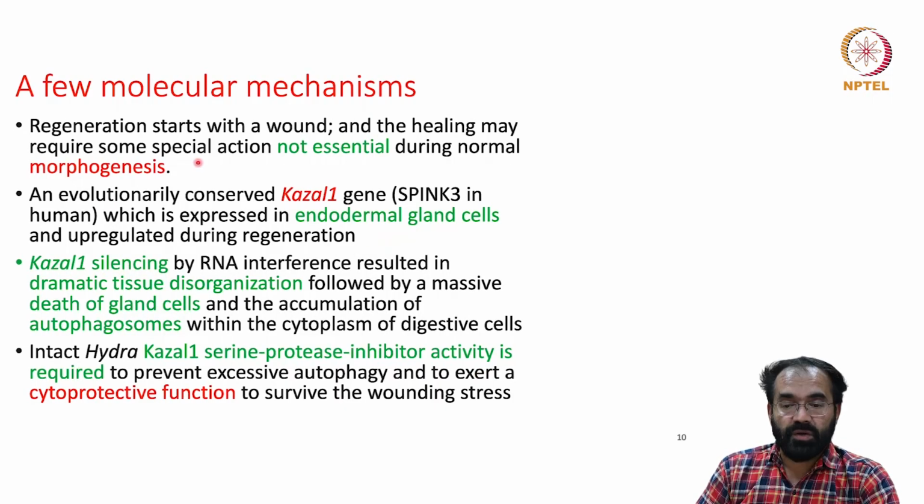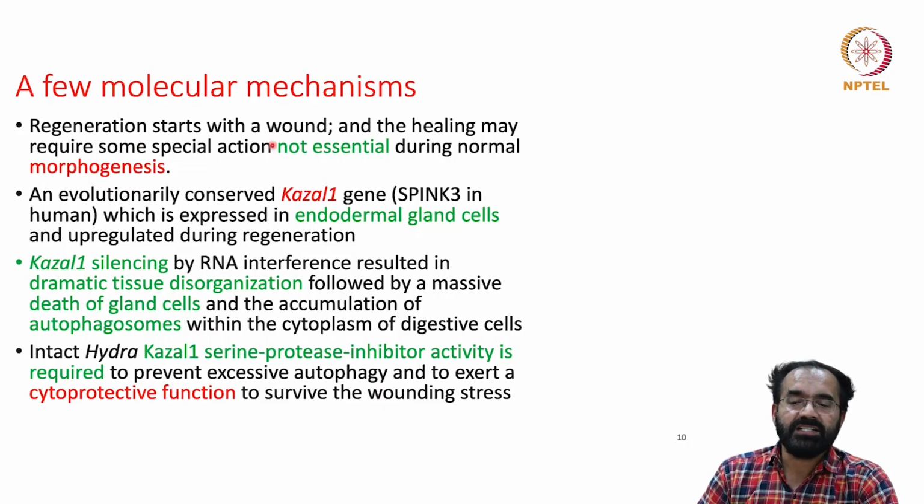Let us look into a few other molecular mechanisms. Although we have seen the importance of TGF-beta and Wnt signaling, regeneration starts with a wound. The healing may require some special action not essential during normal morphogenesis. In normal morphogenesis, all you see is cells keep dividing, stem cells keep replacing the newly formed cells, and they keep moving across the body of the animal. That is the normal morphogenesis.